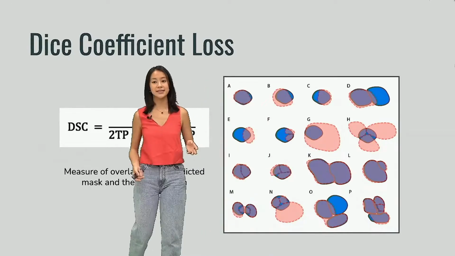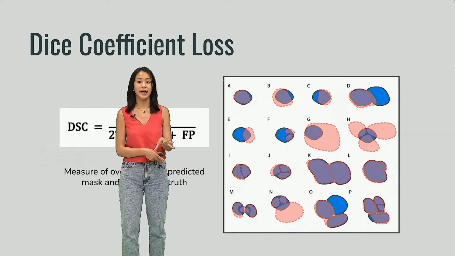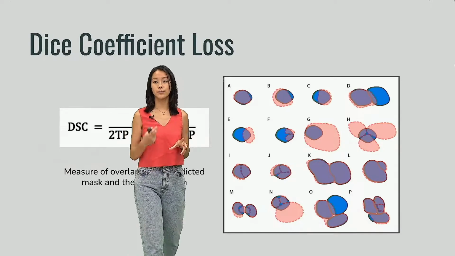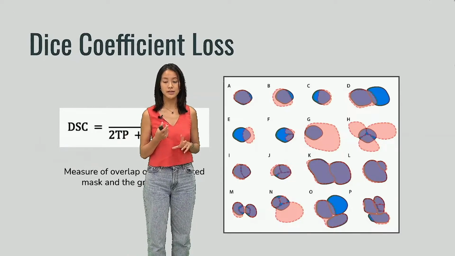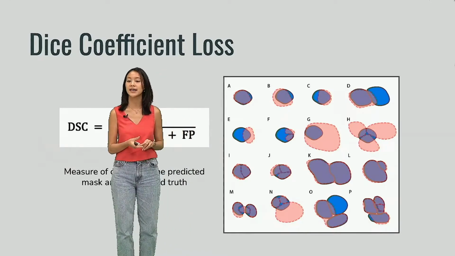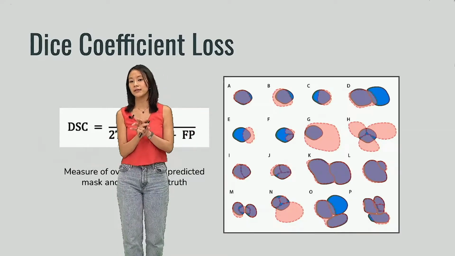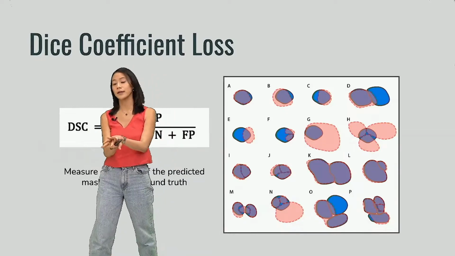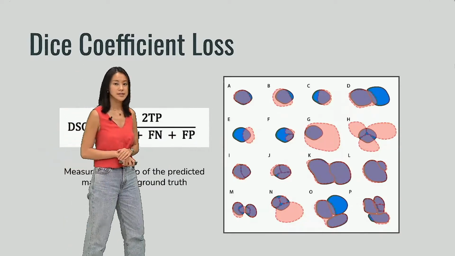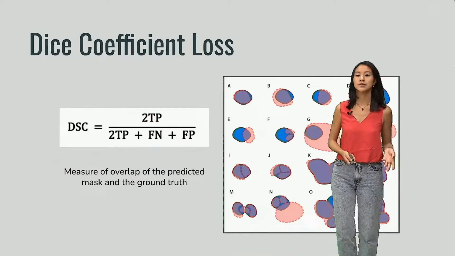As you can see in this image here, A probably has the most overlap, right? You can think of the blue as the actual ground truth and the pink as the predicted mask, or the segmented mask. And so the overlap between these 2 is going to basically give you that dice coefficient loss. The more overlap you have, obviously, the higher your dice coefficient. So this is one of the most common ways of calculating our losses.